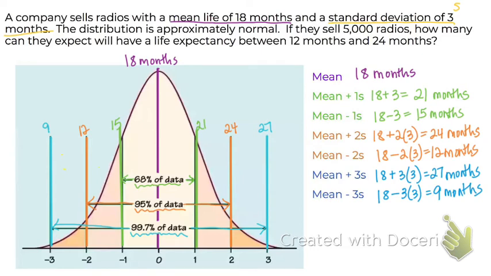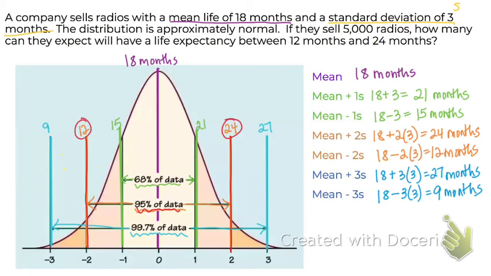So now that we have a better understanding of this graph and have labeled all the key points, let's look at the question. It says if they sell 5,000 radios, how many can they expect to have a life expectancy between 12 and 24 months? So 12 and 24 months are these lines right here, the orange ones. 95% of the radios will last between 12 and 24 months.